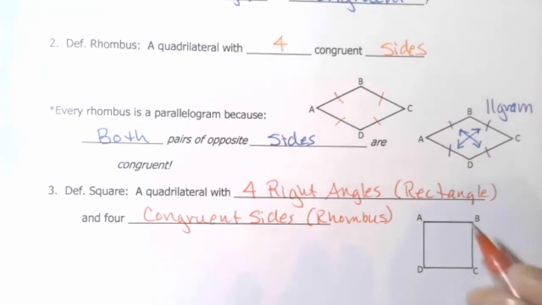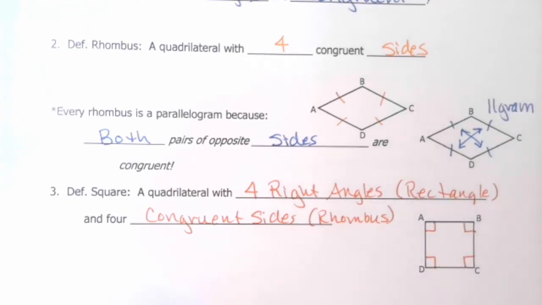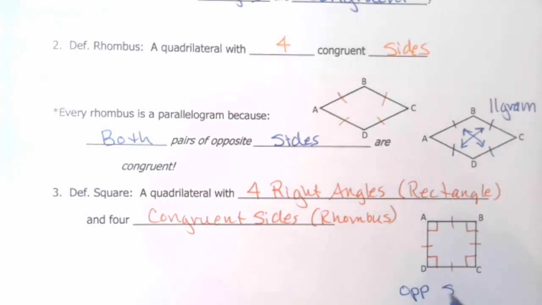Now, in a square, 4 congruent sides, 1, 2, 3, 4. 4 congruent angles, 4 congruent sides. And you can use any of your parallelogram theorems with this. If opposite sides are congruent, it's a parallelogram. So a square is a rectangle and a rhombus and a parallelogram. It's very flexible.